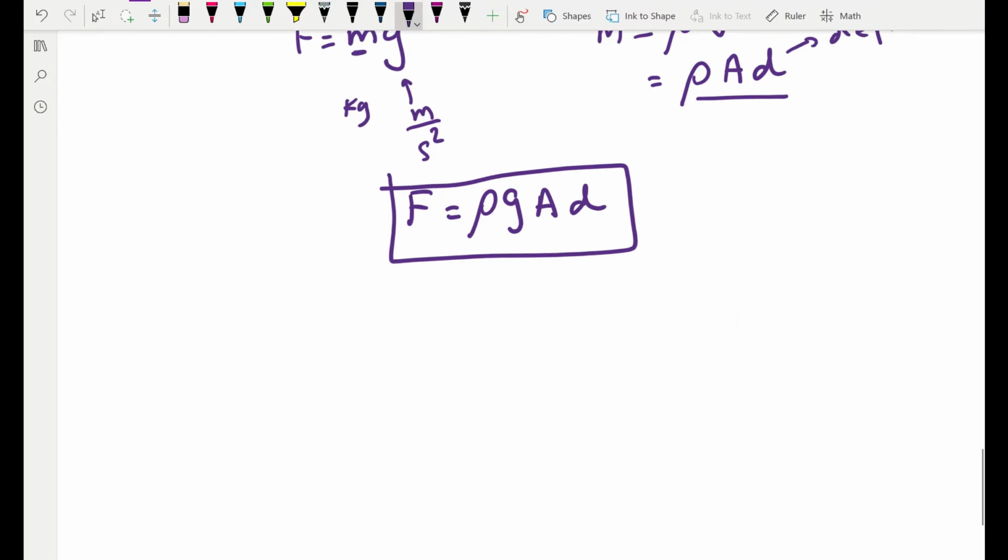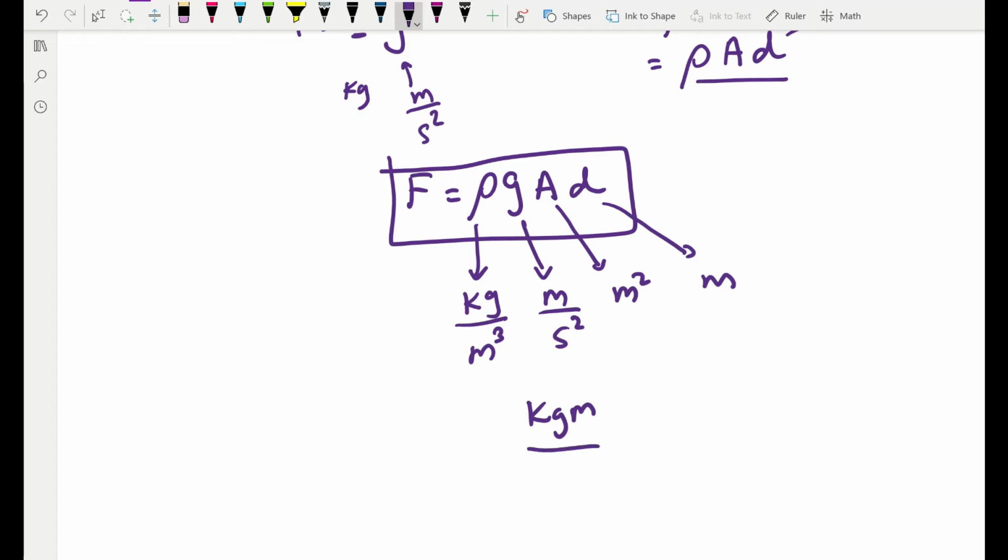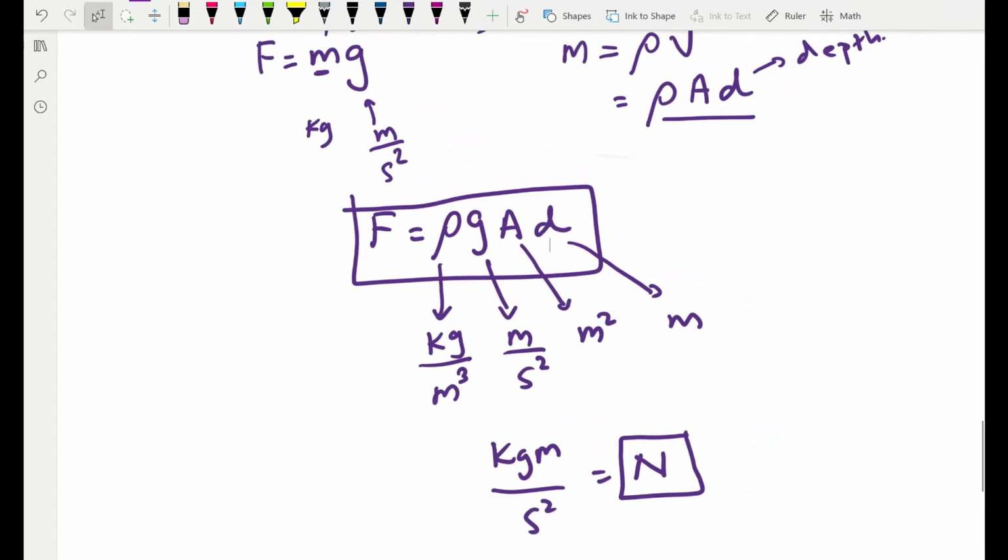Now to talk about units, rho is mass density, kilogram per meter cubed, that is, mass per unit volume. Gravity is meter per second squared. A is area, so that's meter squared. Depth is meters. All these together give kilogram meter per second squared, which we call Newton. The force is measured in Newtons.